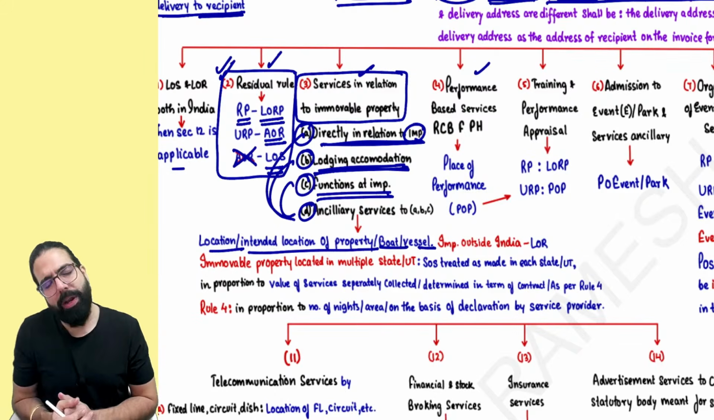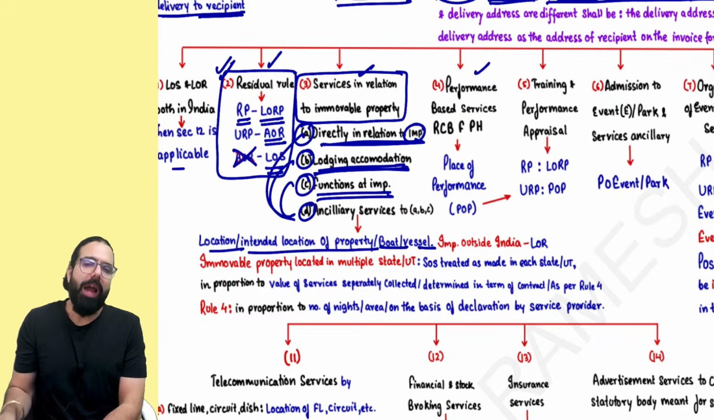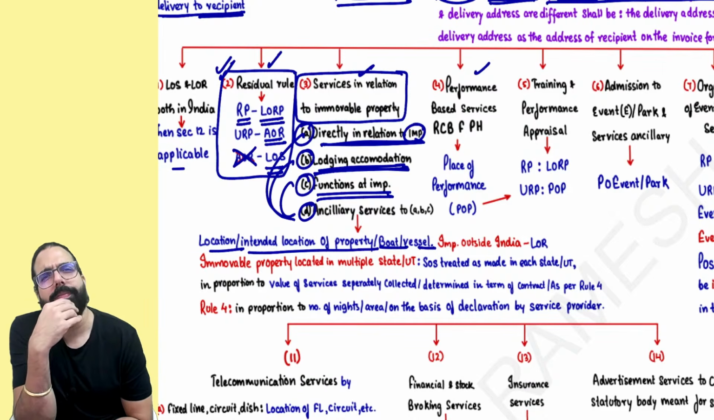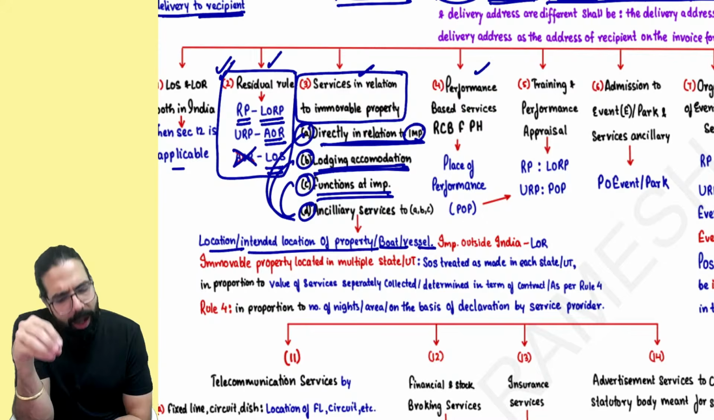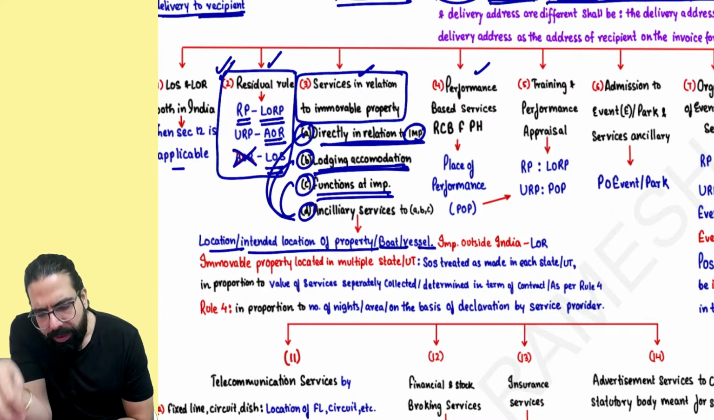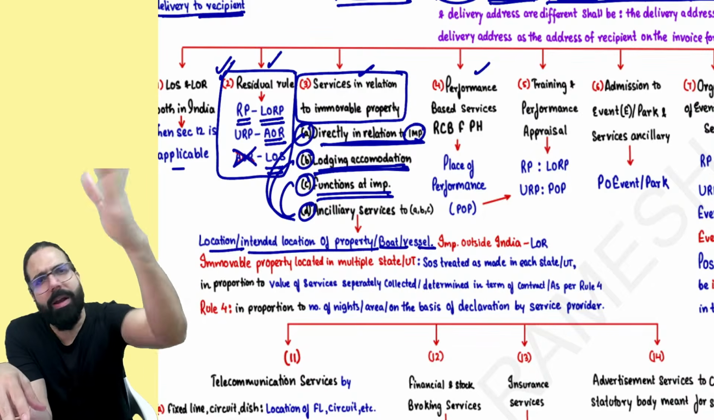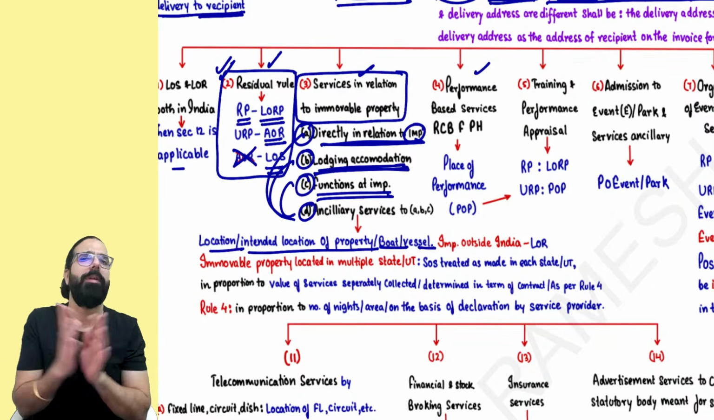Everyone, for example, I am in Karnataka, giving my property on rent, which is in Karnataka. Place of supply, Karnataka only. I am in Karnataka, my hotel is in Karnataka. Place of supply is Karnataka only. Whether the recipient is from Delhi or Maharashtra, doesn't matter. Where the property is, that is the place of supply.